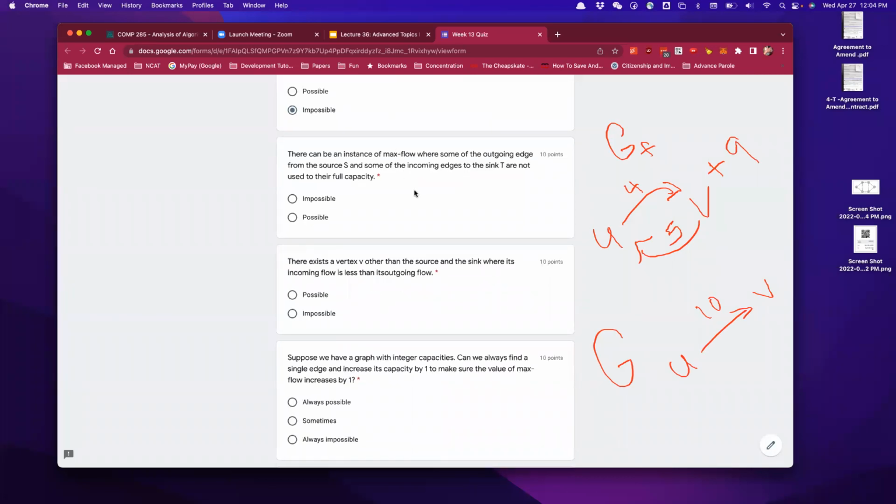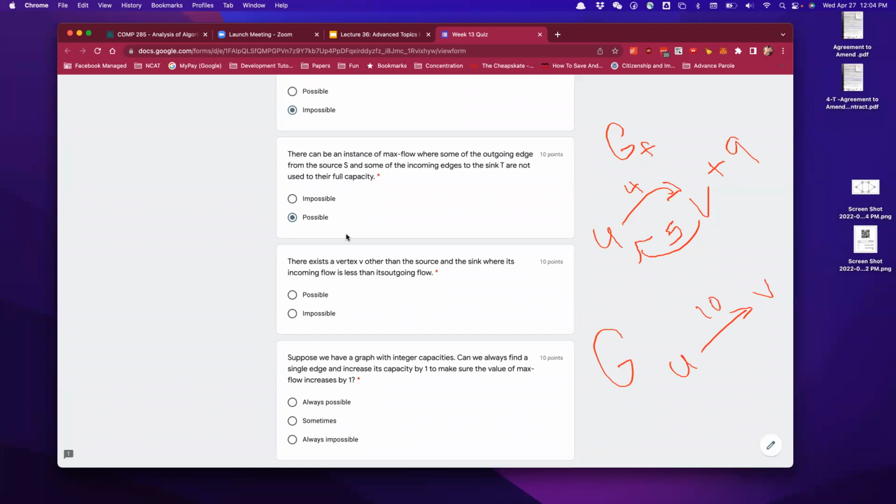Next one: there can be an instance of max flow where some of the outgoing edges from the source S and some of the incoming edges to the sink T are not used to their full capacity. Impossible or possible? I say it's possible, yes. We actually saw several examples in class where this was the case, right? Again, the max flow is going to equal the minimum cut. So the minimum cut does not necessarily have to be the edges coming out of S or going into T.